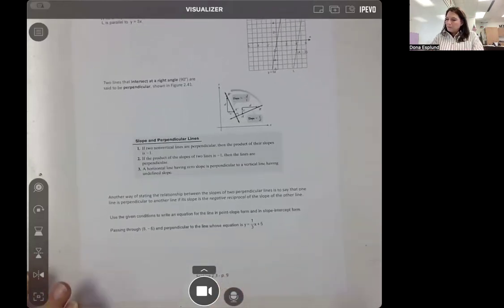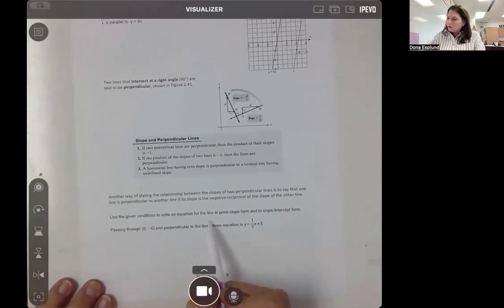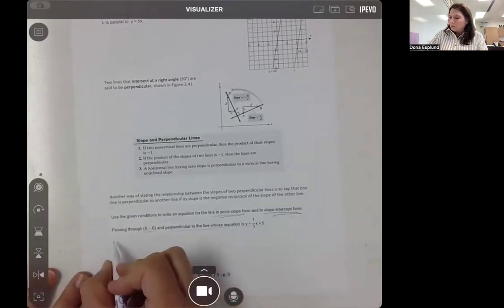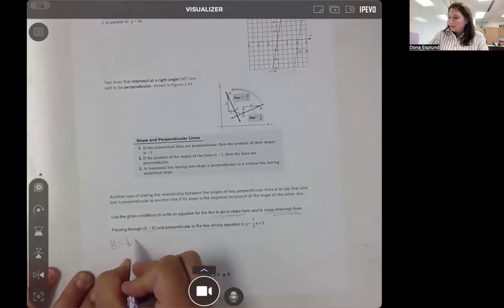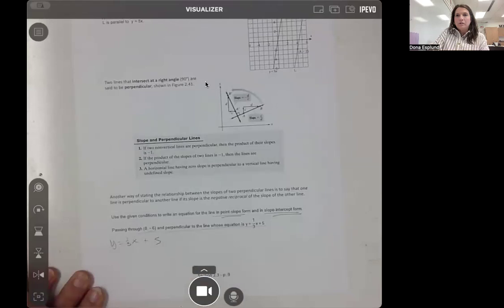So when I have a problem, it looks like it says, given the equation, write the equation in point slope form and in slope intercept form of a line passing through (8, -6) and perpendicular to the line of the equation y equals 1/3 x plus 5. And I'm not showing you anything, sorry. There we go.